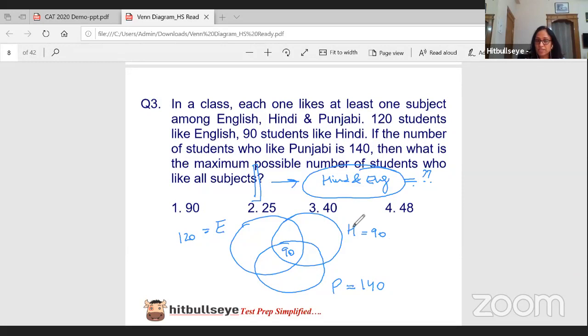The totality of the Hindi circle was supposed to be what? It was supposed to be 90, which is already here. This is the entire circle of Hindi. So obviously all these three numbers will be 0. That's correct, because I've already made up a total of 90 for Hindi here. Now come down to English. 90 is this, right? I'm still left with 30.